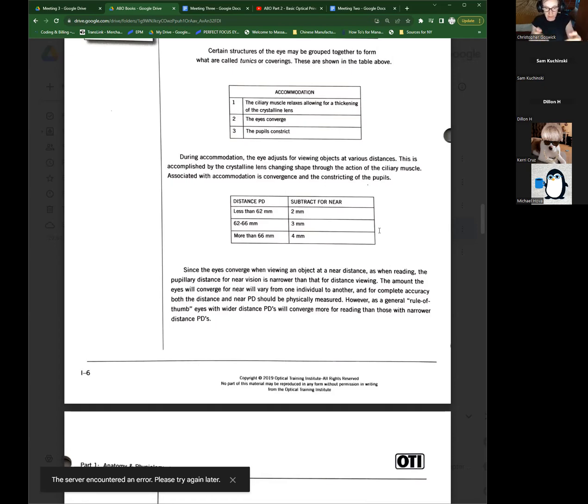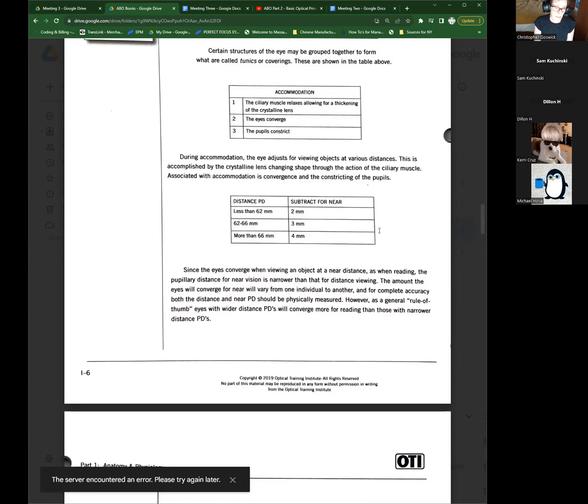They're going to converge, they're going to come together. And so you can't use the same PD that you would use for distance when the eyes are in a very ortho, straight, relaxed state. And what they tell you, and honestly, I have to tell you, this does vary. You'll hear different things about this.